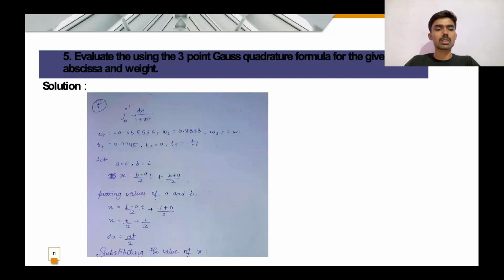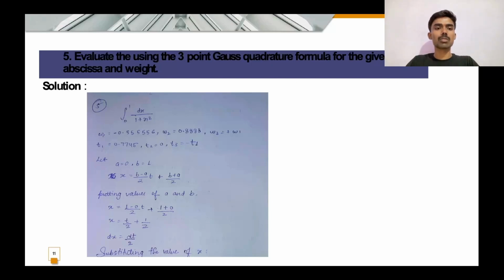So proceeding with the question, let a be equal to 0 and b equal to 1, the limits we are talking about. And here the expression x equals (b minus a) by 2 into t plus (b plus a) by 2 is to convert the value of x to t, so that the differentiation will later be in the form of dt instead of dx. So putting values of a and b, we get x equal to t by 2 plus 1 by 2. Now differentiating it, we get dx equal to dt by 2. Now as we know, 1 by 2 is a constant, so its differentiation will become 0.